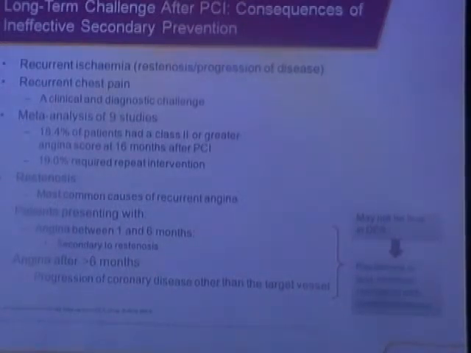The problems we face post PCI are recurrent ischemia, which may be because of restenosis or progression of disease or a new disease arising elsewhere. Recurrent chest pain, which again could be one of the reasons mentioned above, or some other reason for which you need to evaluate. Restenosis, when we used bare metal stents, was very common, 25 to 30%, but now with the use of drug-eluting stents, it has become less than 5 to 10%.